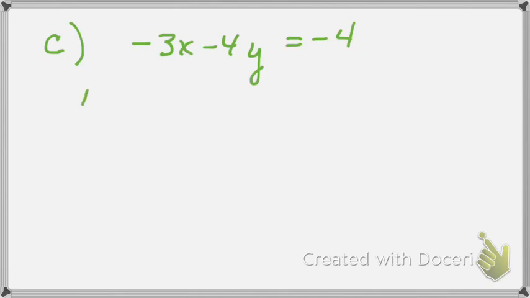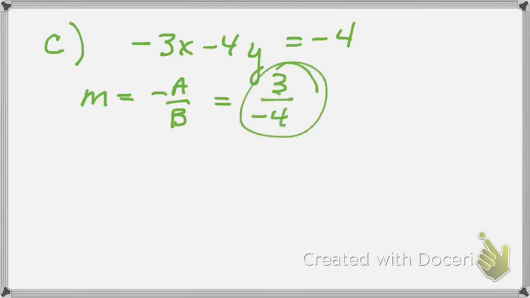Letter C. Another equation. Let's say you got negative 3x minus 4y equals negative 4. Once again, we're supposed to find the slope. So what format is this one in? It's in standard form, and remember the way you find slope when you're in standard form? Opposite of A over B. So what's the opposite of A? A positive 3 divided by B, which is negative 4. There's your slope. So don't waste your time getting y by itself if it's in standard form.